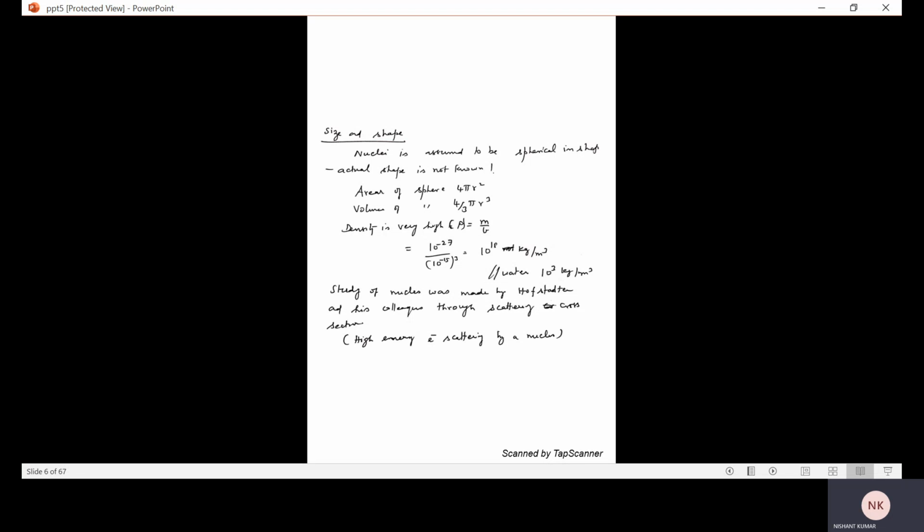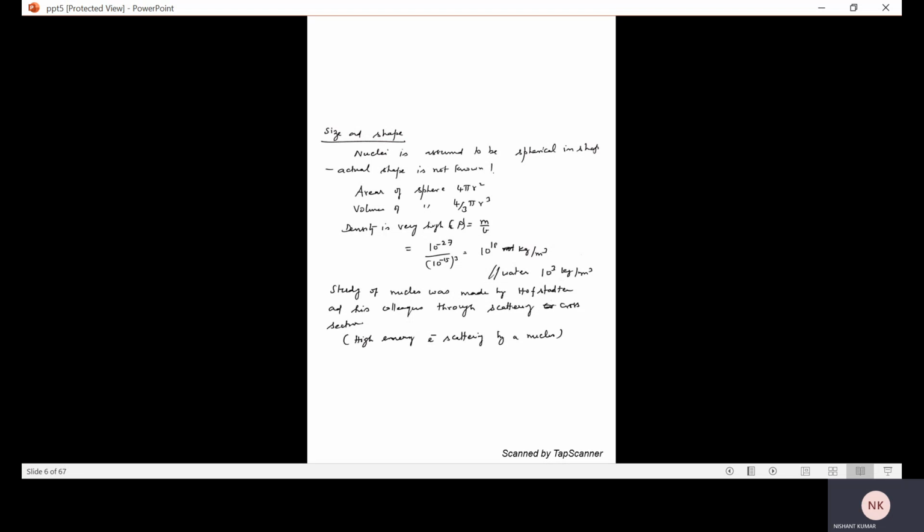Size and shape of nucleus with respect to atom. The nucleus is assumed to be spherical in shape. The actual shape is not known. The area of a sphere is 4 pi r square and its volume is 4 by 3 pi r cube. Density is very high and is equal to mass upon volume, which is 10 to the power minus 27 upon 10 to the power minus 15 whole cube, equal to 10 to the power 18 kg per meter cube.